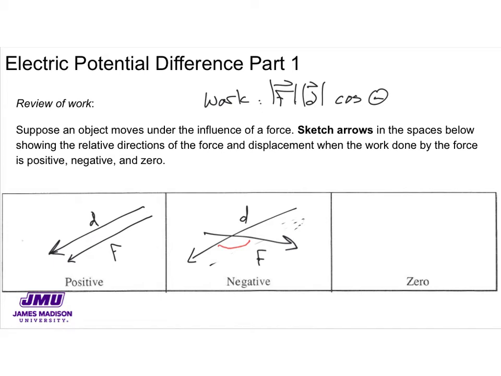but the cosine theta will still make this a negative value. What we're looking for, of course, with the 0 is if you have a displacement like this, you could have 0 work done by either having 0 displacement or 0 force acting, but what we're looking for here is what if the force is perpendicular to the displacement. The cosine of 90 degrees would give us a 0.